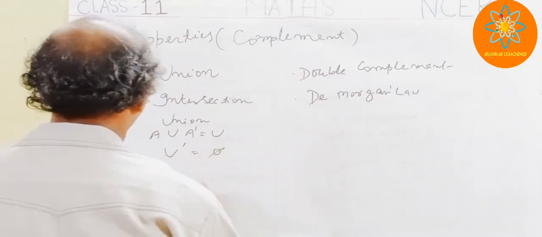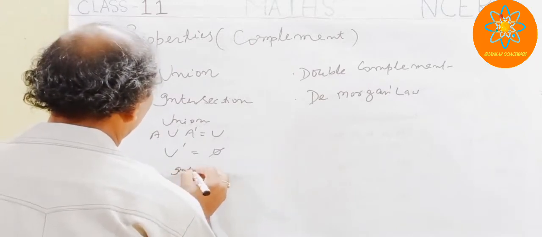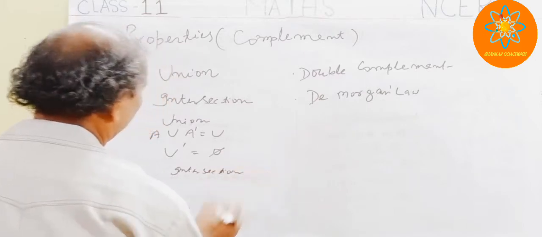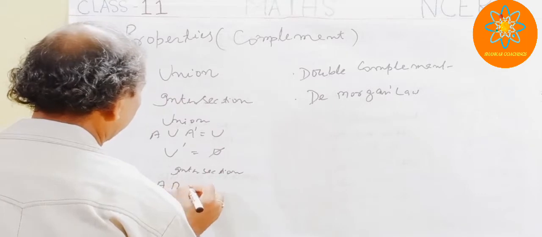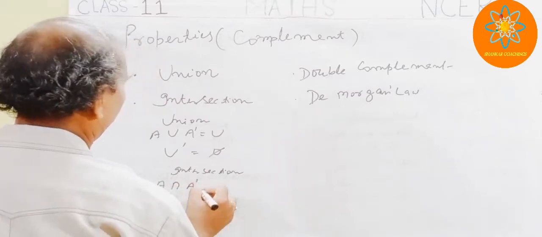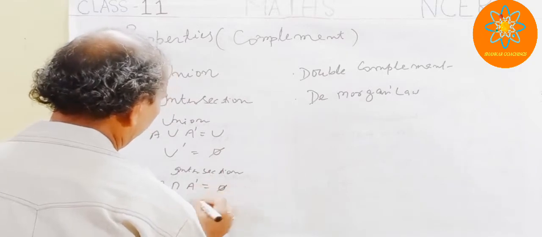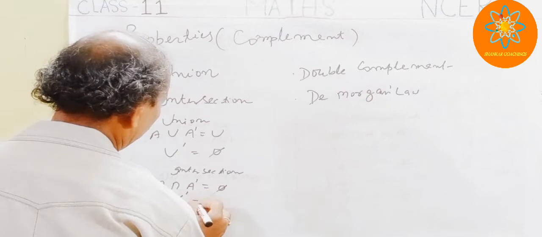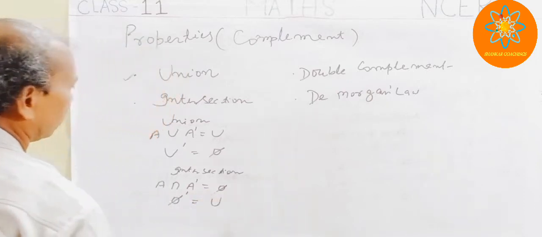Now next you take the intersection. In the intersection, suppose A is there, A intersection A dash. So A intersection A dash is equal to phi. And what is the phi? Complement of the phi. So complement phi is equal to your U, that means your universal set.